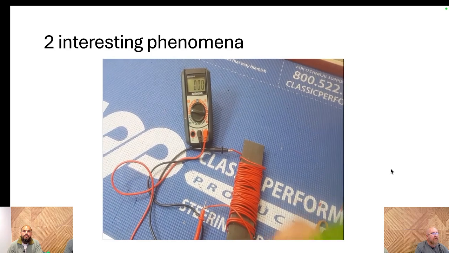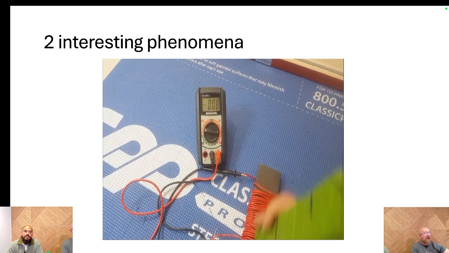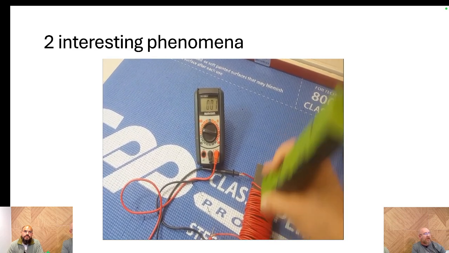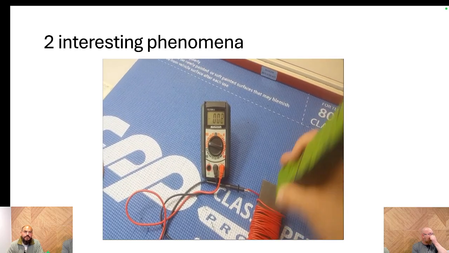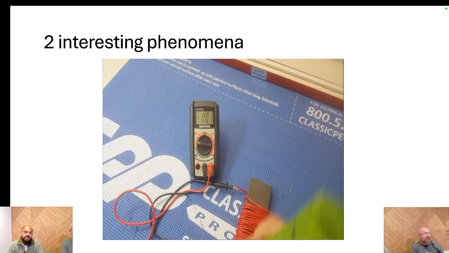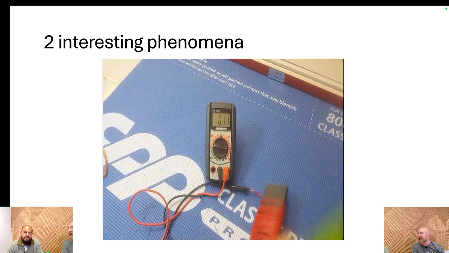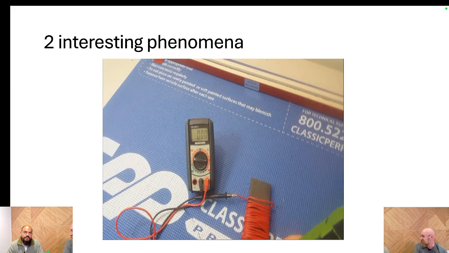So here we've got a coil of wires, and we're waving a big magnet over the top of it. And it doesn't produce much here because there's not a whole lot of wires, but you can see that it is producing voltage, and it's going back and forth between positive and negative as the movement changes over that coil of wires.